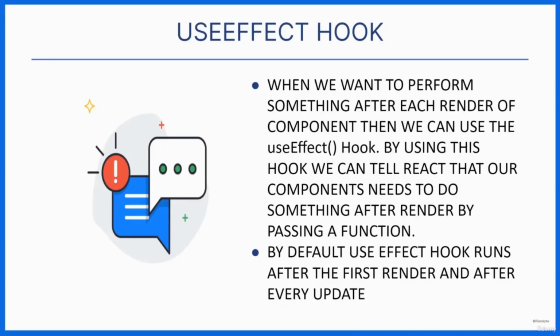When we want to perform something after each render of a component, then we can use the useEffect hook. By using this hook, we can tell React that our component needs to do something after render, by passing a function. By default, the useEffect hook runs after the first render and after every update. This basically happens if the dependency array is left empty, which is the default case for a useEffect hook, and it will run at least once, or you can say after every update.